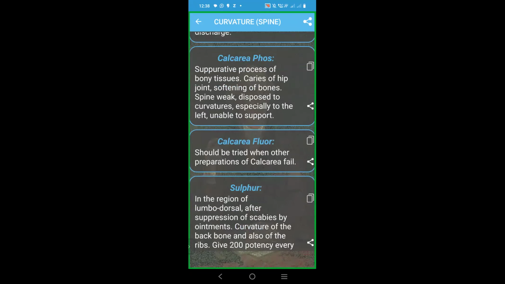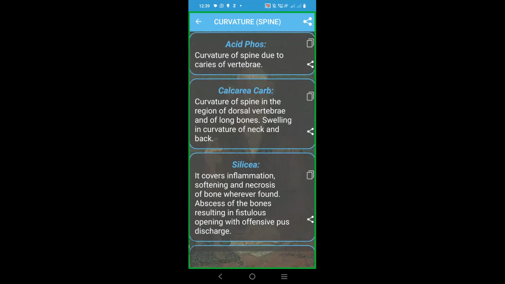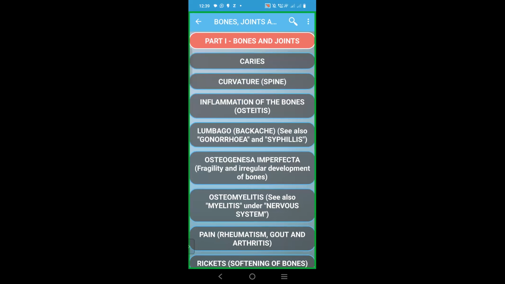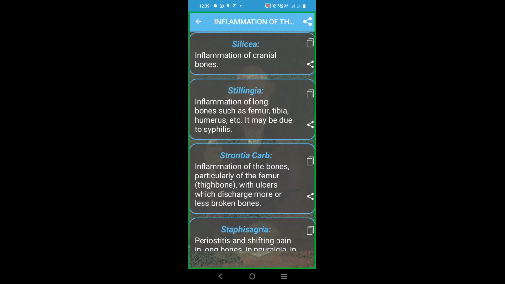This is why I am showing this. If someone cannot get it on iOS, I will provide a soft copy of this in PDF form. You can definitely get similar things. And inflammation of the bone: what is inflammation of the bone? First priority is silicea. Again I tell you, if no potency is written, it should be taken as 30.